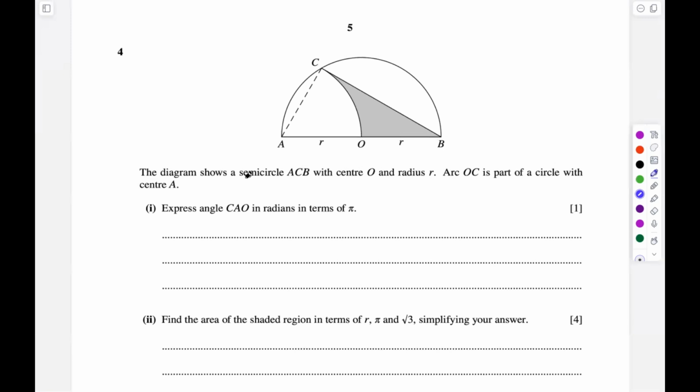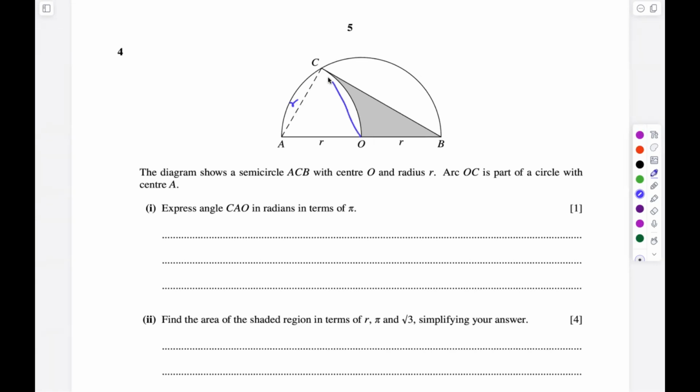In question 4, the diagram shows a semicircle ACB with center O and radius R. Arc OC is part of the circle with center A. In part 1, we have to express angle CAO in terms of pi. Now, we know that this is the radius of a sector and the center is A over here. This length is R, which means the length AC will also be equal to R.